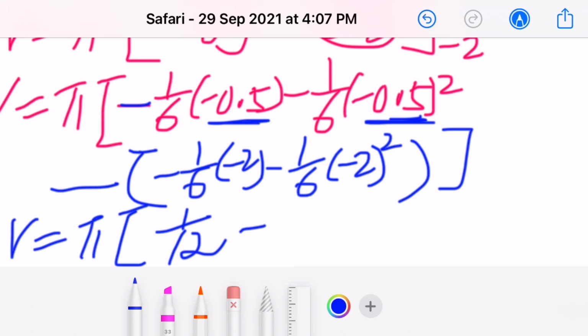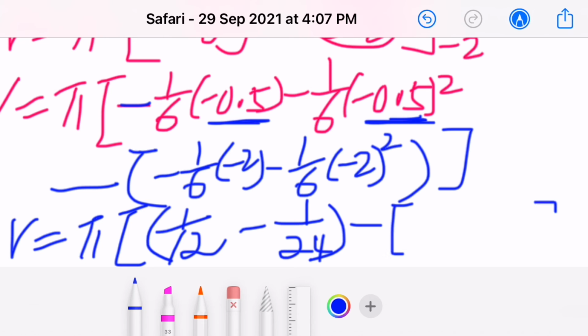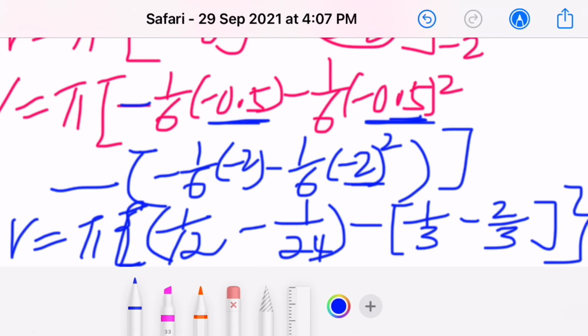1 over 6 times 0.5 squared. Okay, let's press the calculator. Negative 0.5 squared. Okay, so we will get 0.5 squared is 0.25 times the 1 over 6, right? So we get negative 1 over 24 for this one. Minus, be very careful here, we have to use many types of bracket. Okay, so this is 1 over 3. This is minus 4 over 6, 2 over 3, right? This is 4 over 6, it's still minus.